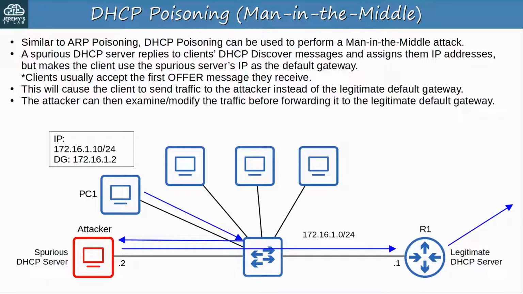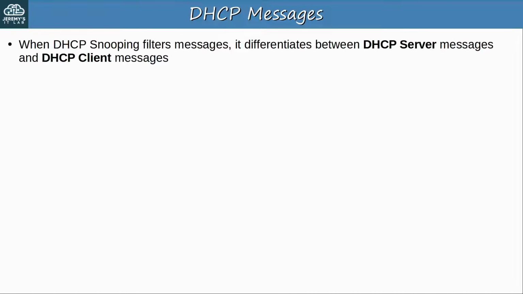Now let's continue looking at DHCP snooping itself. Let's review the DHCP message types you already know, and learn about a few more. When DHCP snooping filters messages, it differentiates between DHCP server messages and DHCP client messages. DHCP server messages received on an untrusted port will always be discarded with no further checks. DHCP client messages will be inspected, and then the switch will decide to forward or discard the frame.